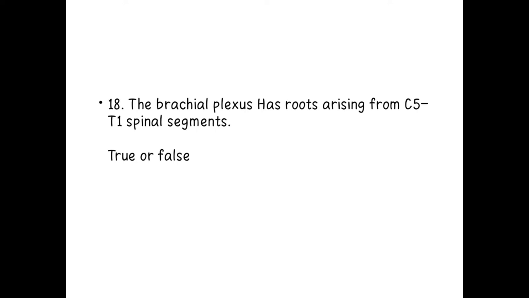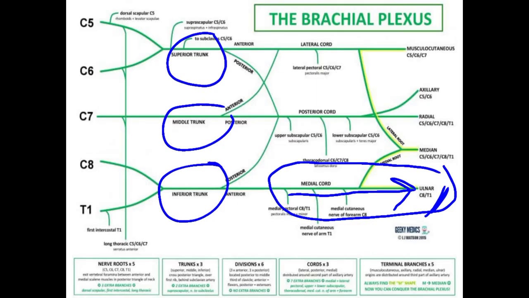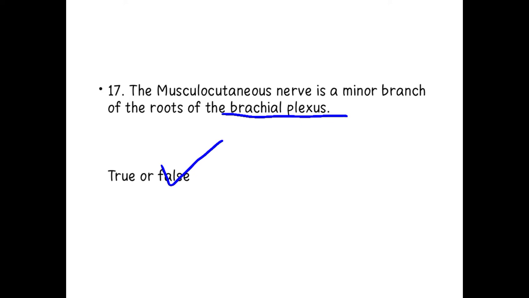Number 18. The brachial plexus has roots arising from C5 to T1 spinal segments. True or false? The right answer is true. So the brachial plexus, as I showed you before, let me show you one more time. As you can see, there's a C5, a C6, a C7, a C8, and a T1. So it goes from C5 to T1. So that's what that question was asking you.